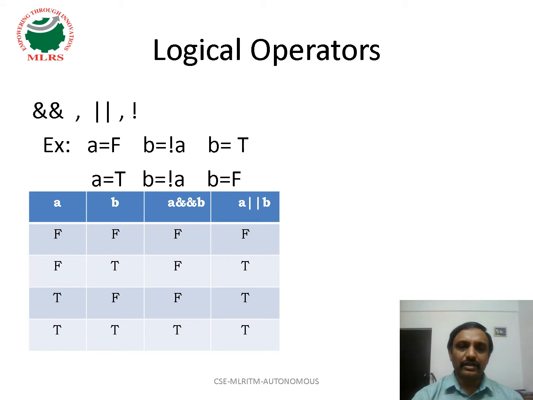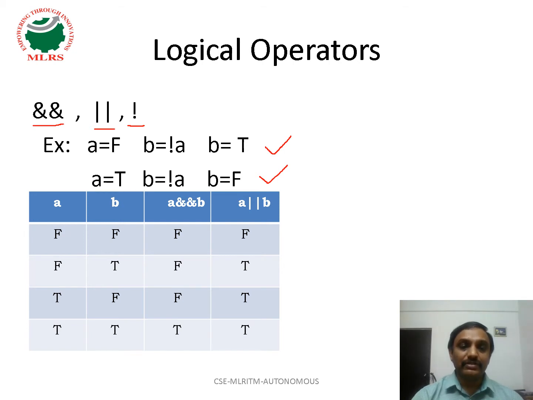Next operators are logical operators. In C language, we have 3 logical operators. Those are logical AND, logical OR, and logical NOT operator. First one is the logical NOT operator. If your input value is false, then the result is true. If the input is true, then the result is false. That is the operation of logical NOT.